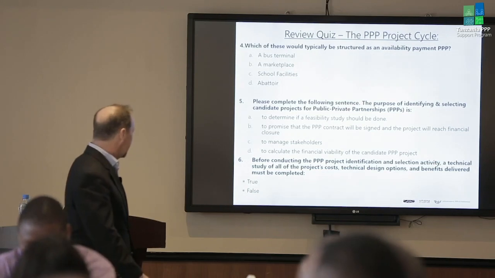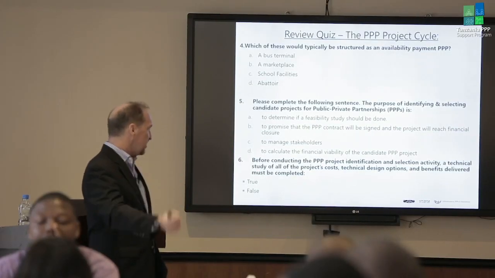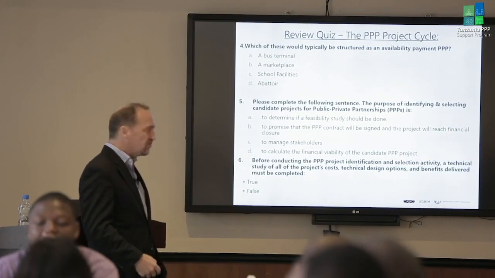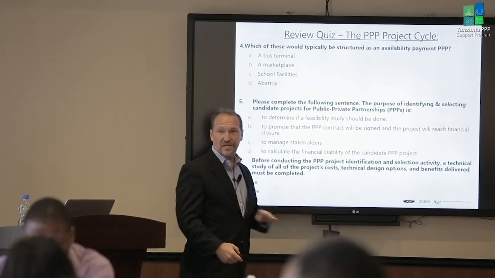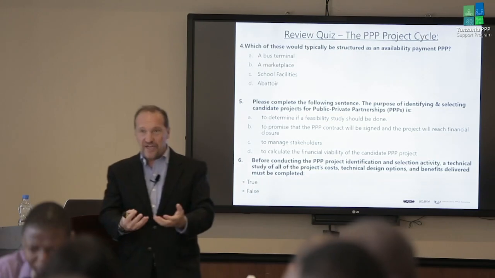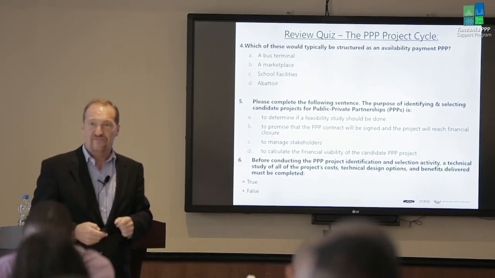Okay, very good. Okay, number 6 is going to be simpler. It's a true-false question. Before conducting the project identification and selection activity, a technical study of all the project's cost, technical design options, and benefits delivered must be completed. True or false? False. That's right, it's false. That's what the feasibility study is for. When we identify a project, it's based on whatever limited information we currently have.